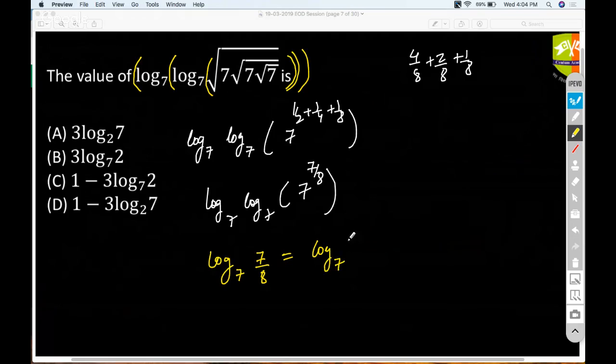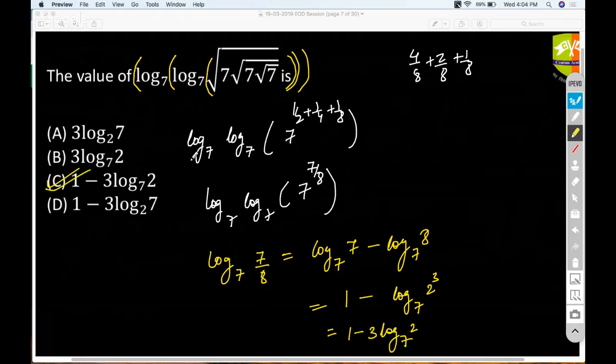So I can write this as log of 7 to the base 7 minus log of 8 to the base 7, which is nothing but 1 minus, and this 8 can be written as 2 to the power 3. So it's 1 minus 3 log 2 to the base 7. Option number C becomes correct. A very easy question just to break the monotony.